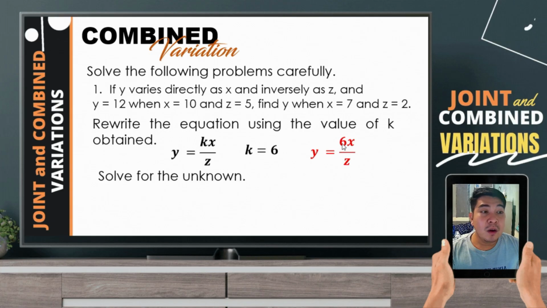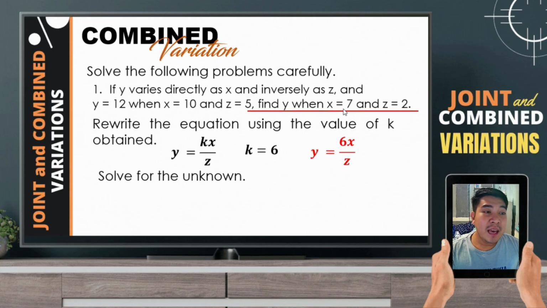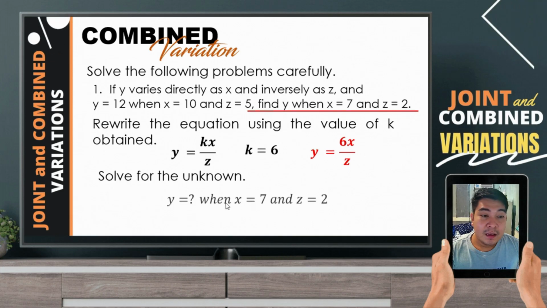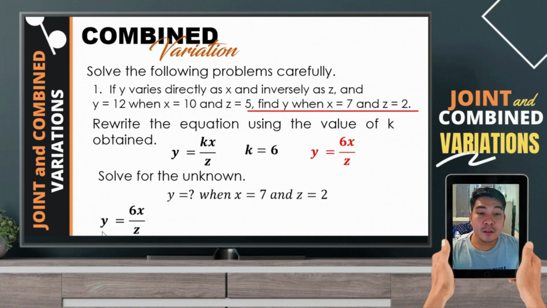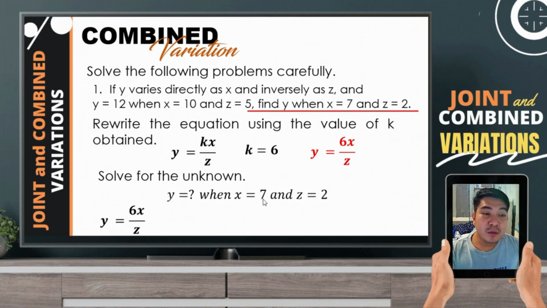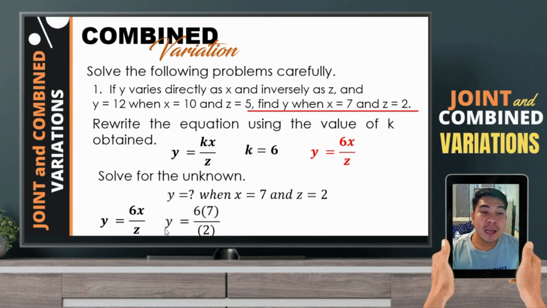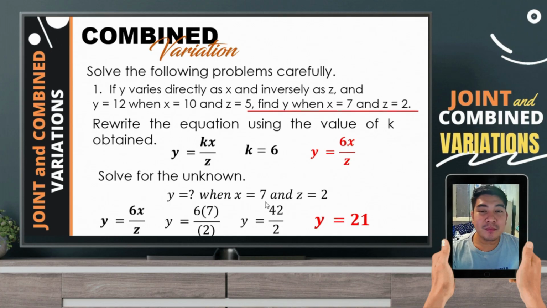So the next one, we need to solve for the unknown. We will be using y equals 6x over z, and the statement, find y when x is 7 and z is 2. So a matter of substitution to our equation, y is still y since it is unknown. We need to substitute x is 7 and z is 2, so that will become y is equal to 6 times 7 over 2. 6 times 7 is 42 over 2. 42 divided by 2 will become 21. So therefore, y is 21 when x is 7 and z is 2.